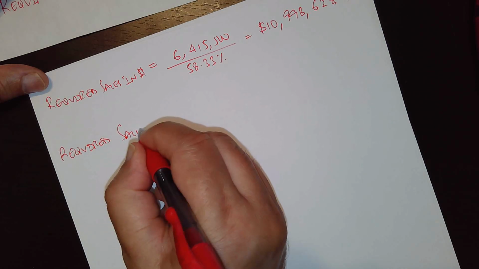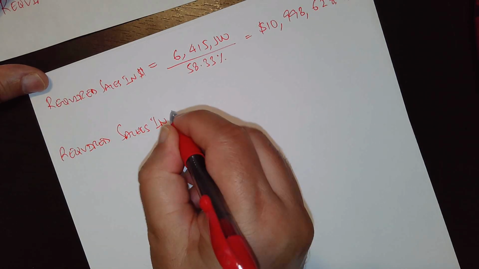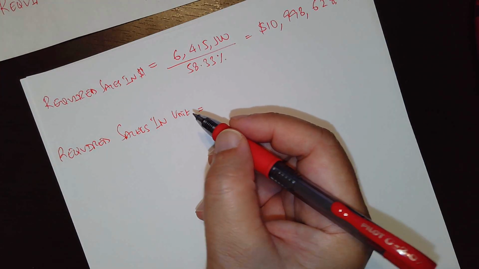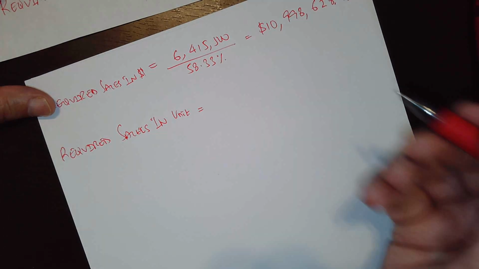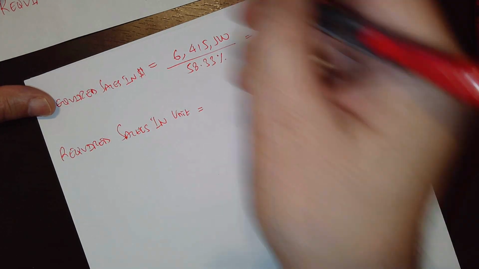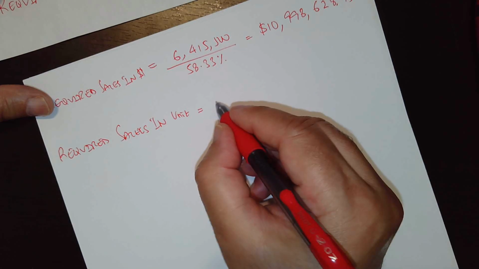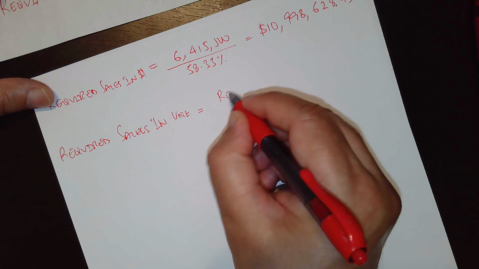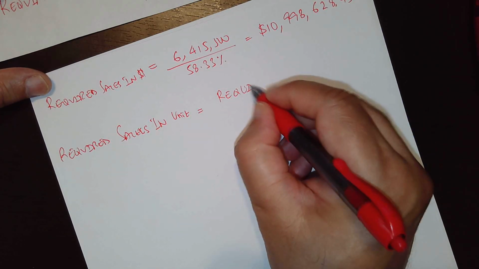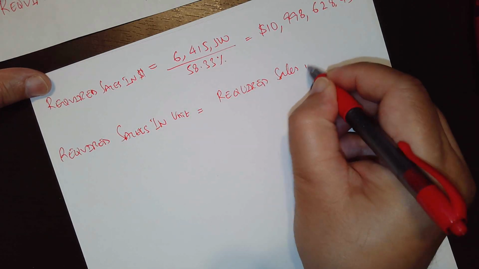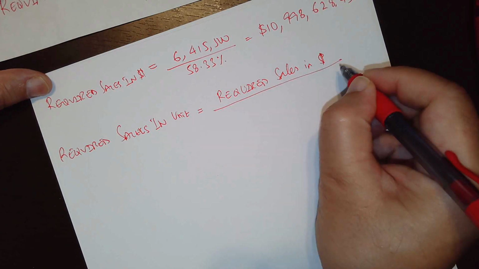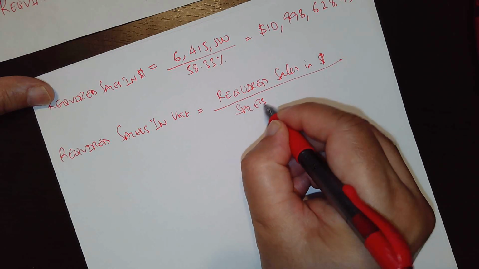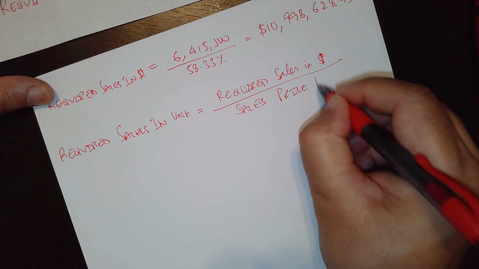All right, so now we're going to see required sales in units. So what is our unit? Our unit is number of shows. So basically we are calculating how many shows we have to do in order to make this much sales or this much profit. So the first thing we need is required sales in dollars, divided by sales price per show.